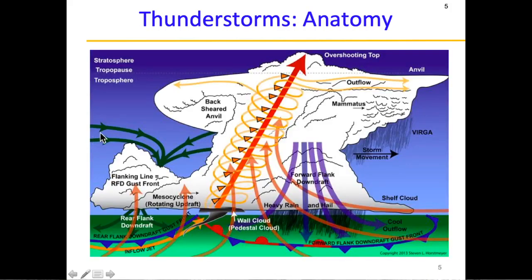So let us look at the anatomy. The anatomy is as follows. There are many different terminologies here, but the main thing is this is not a frontal system.